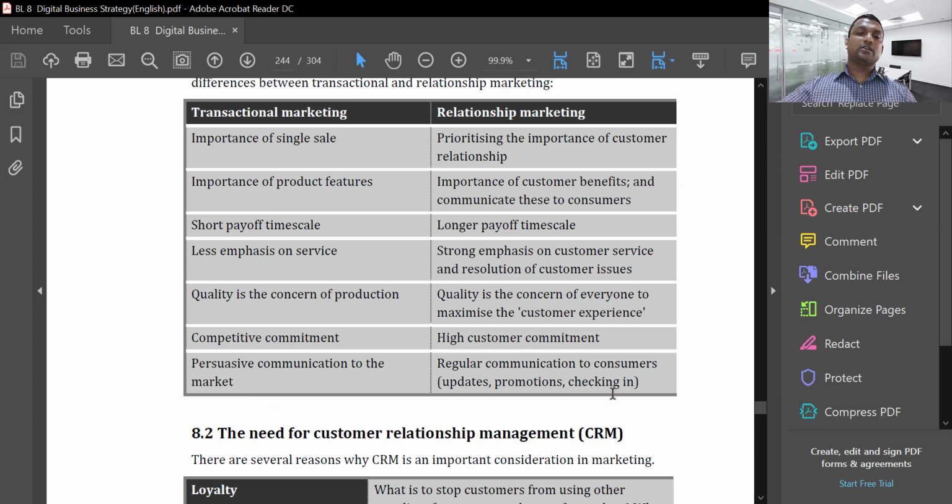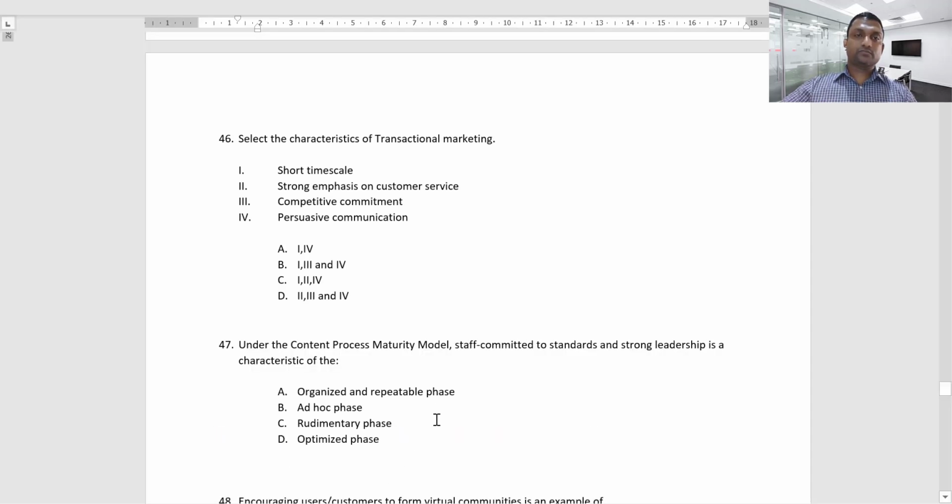But whereas relationship marketing, it's different. You keep on giving updates, promotions, and you keep on looking after the existing customers. So these are the two aspects of the transactional marketing.